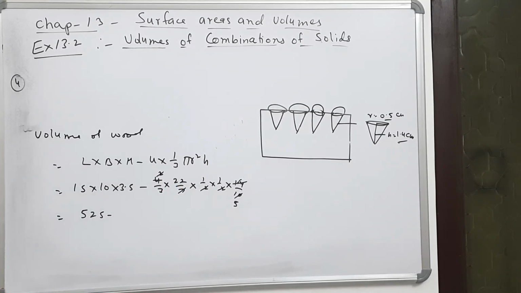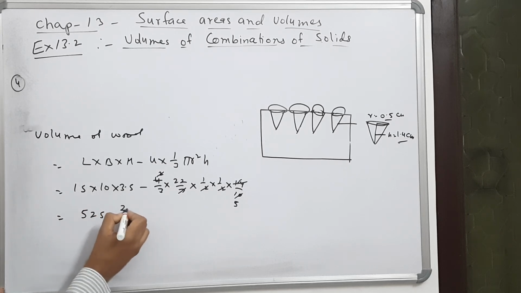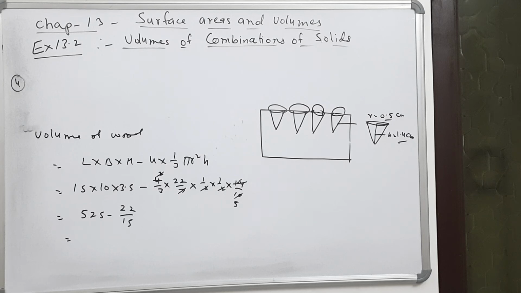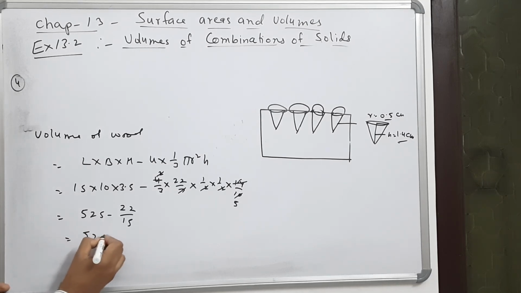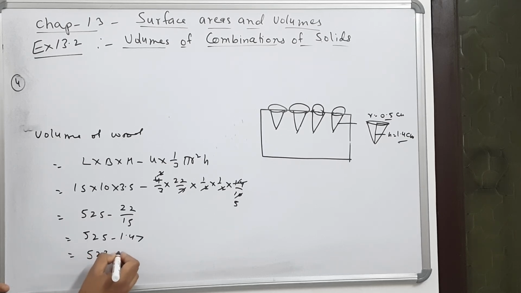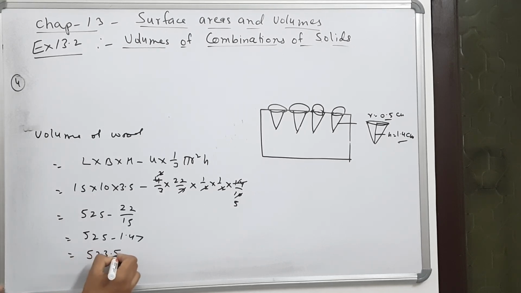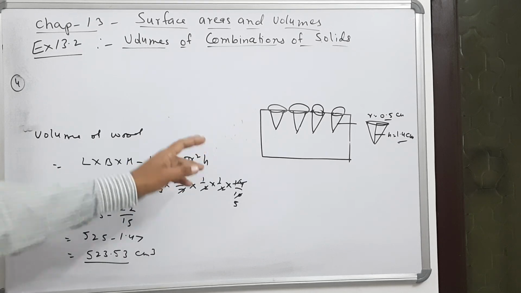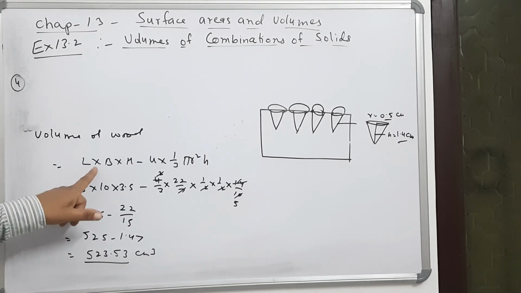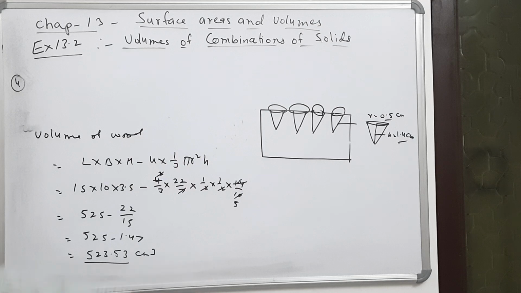So what is the final answer? It is 22 upon 15. So if you simplify this part, it is 525 minus approximately this. So the answer is 523.53. That will be the answer for the remaining part of the pen stand. Volume of cuboid minus 4 into the volume of each cone. So I hope this part is clear to you.